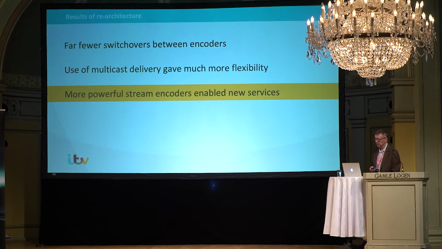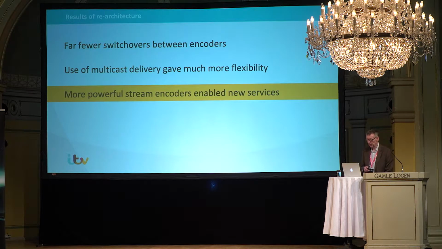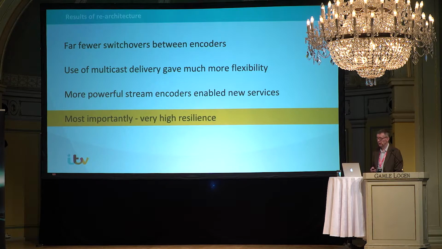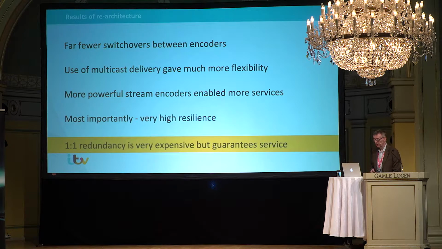And the Elementals, because they were more powerful, a new generation of encoders, we could put new services onto these encoders as well as hub streams. Typically, the 100 megabit streams I mentioned earlier sit quite easily on these new encoders. But most importantly, it was highly resilient, and that was the main goal. That was largely achieved by this full one-for-one redundancy. It is very expensive because you're paying twice, but you're getting a real guarantee of service. And for ITV, that was worth the cost.